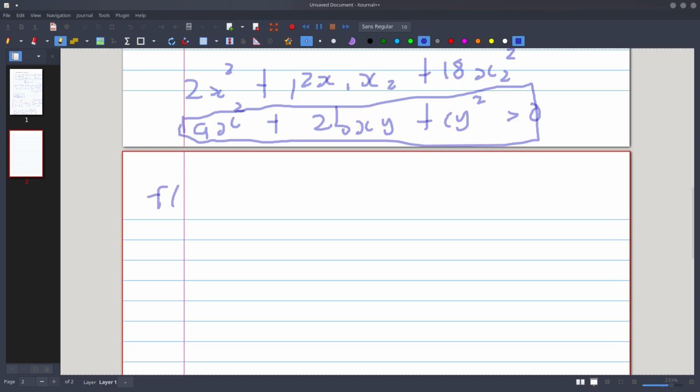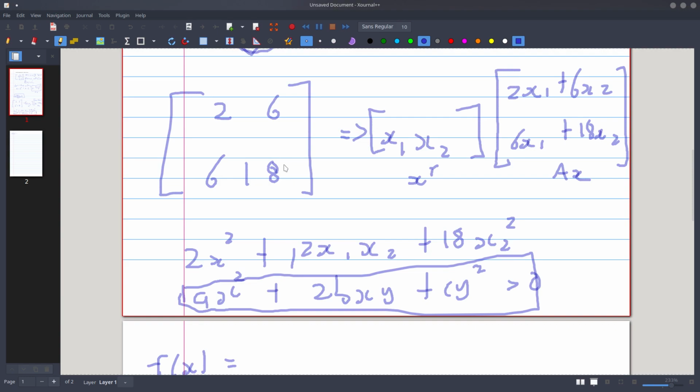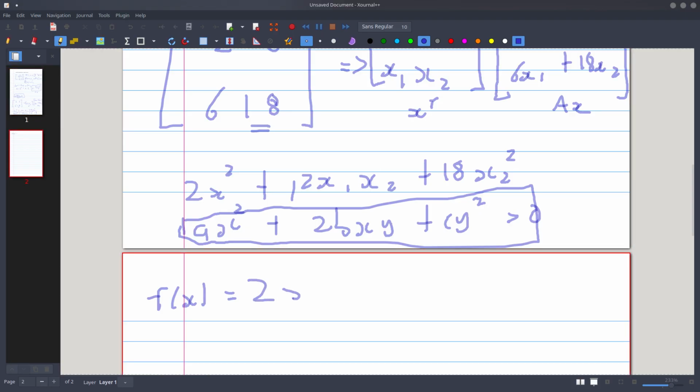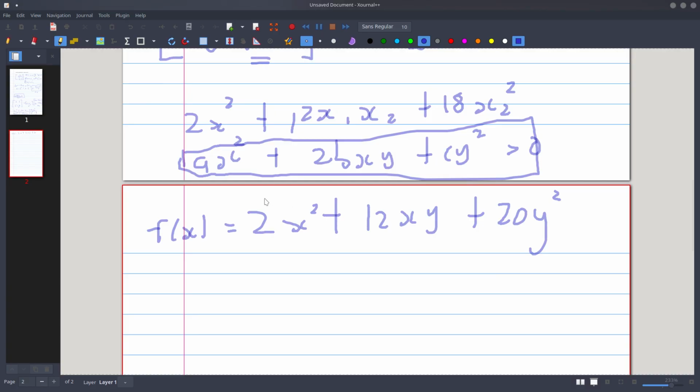So you have your function, f of x, and we're going to change the problem. We're going to change from our marginal case 18 up to 20. So we're going to a matrix that we know is certainly positive definite. The only thing we're changing here is this value. Let's suppose we change this from 18 to 20. Well, the function would look pretty much the same. So it'll be 2x squared plus 12xy, plus, instead of 18 now, 20y squared, x2 squared, but this time we substitute y instead. It's just to make the notation a little nicer, but it's really the same thing.